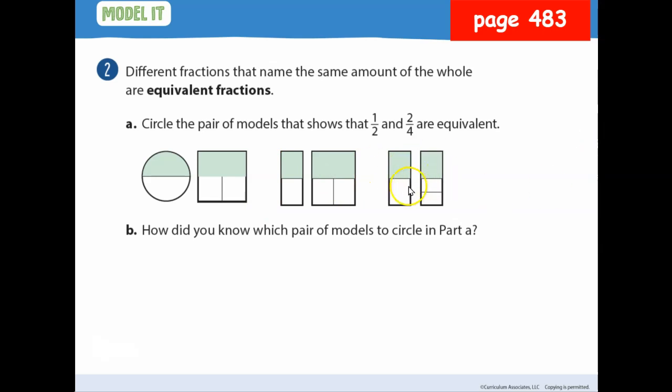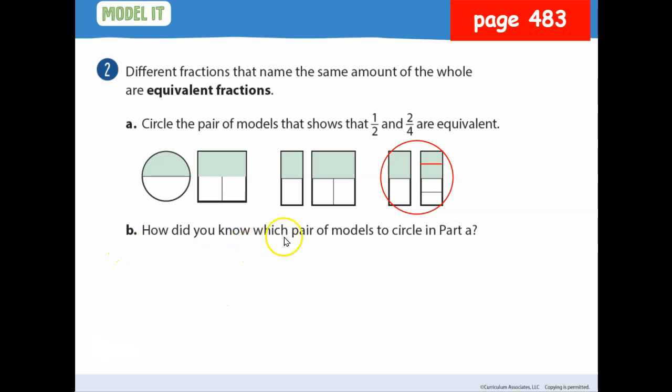How about these two? Are these equal? Aren't half shaded in on both? Right? It's just that this one has a line you don't see, but there should be a line right here. Okay? About right there. There should be a line about right there. But you don't see it. But these two are equal. Okay? This is a half and this is 2/4. So go ahead and circle that.